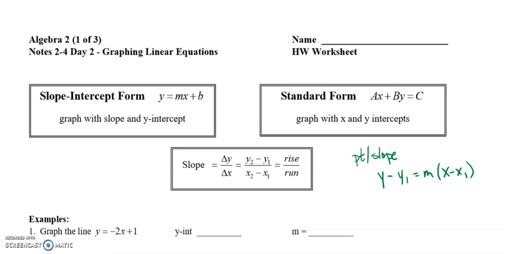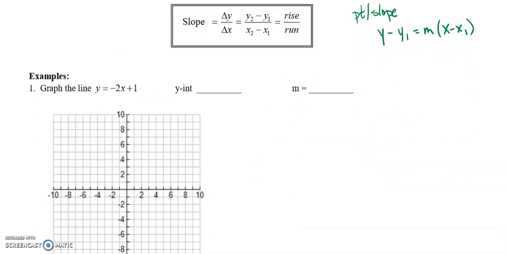Don't forget slope is our change in y over our change in x. That is, subtract the y's, divide by subtract the x's. You can also think of it as rise over run. So let's do an example.